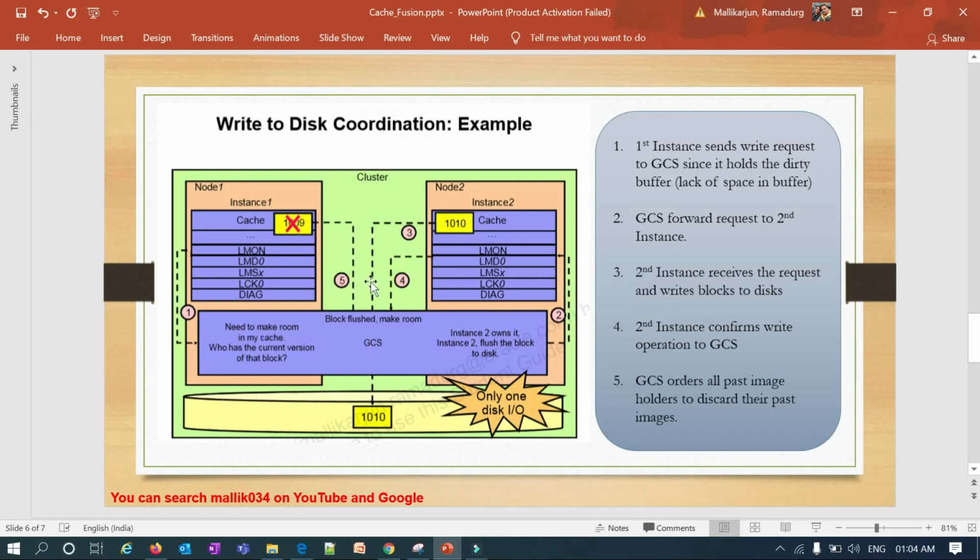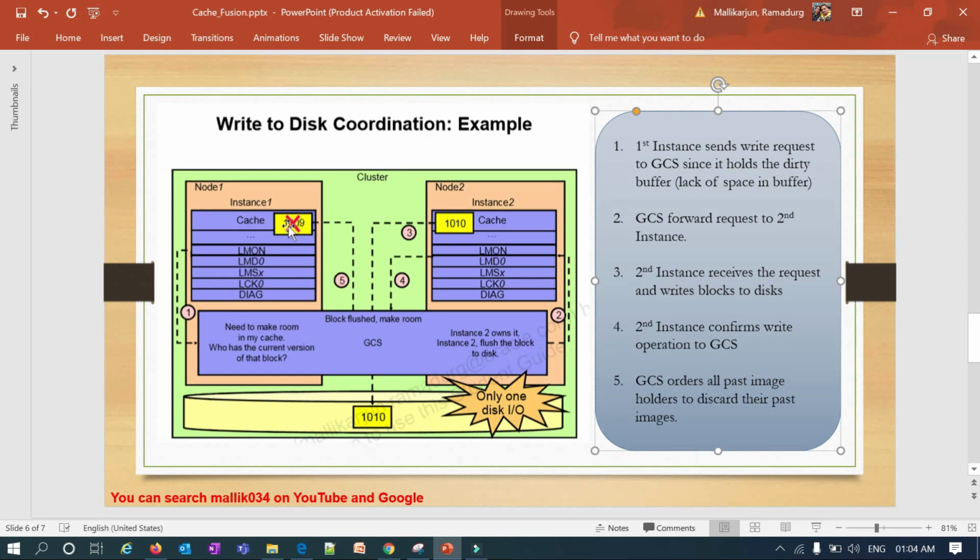In the same example, instance 1 has 1009 and instance 2 modifies it to 1010. You can see the numbering: 1, 2 here, 3 here, 4 here, 5 here. See, first instance, what happened? The first instance sends the write request to the GCS.